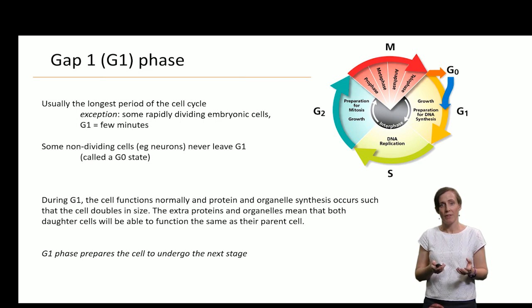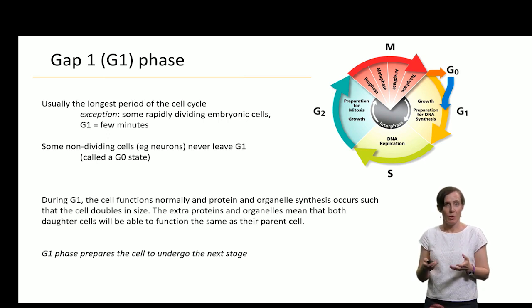So let's go through these phases in order. The first one is G1 or GAP1 phase. Generally, it's the longest period of the cell cycle, but in some rapidly dividing cells, it can be very short. So in cells that have finished differentiating and are no longer going to divide, for instance a lot of neurons, they enter what is called a G0 phase, G0 state. So they're out of the cell cycle altogether.